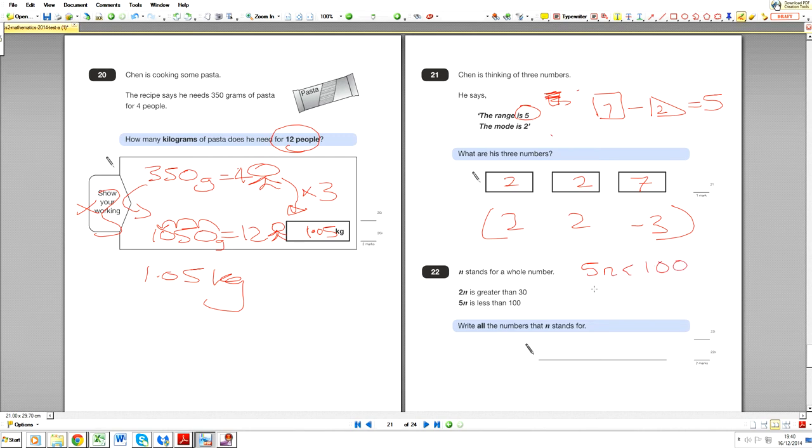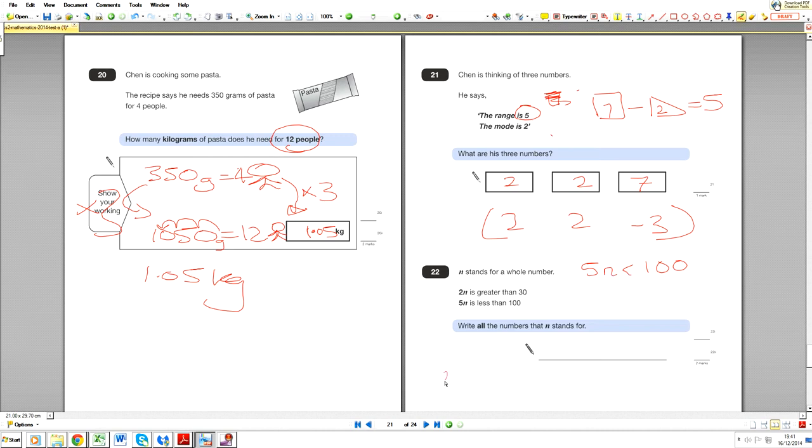Okay, that's fine. What would happen if n was 20? 5 times by 20 is 100. So could we have n as 20? No. Because it's got to be less than 100. 5 times by 20 would give us exactly 100. You can't have 100. It must be less than 100.